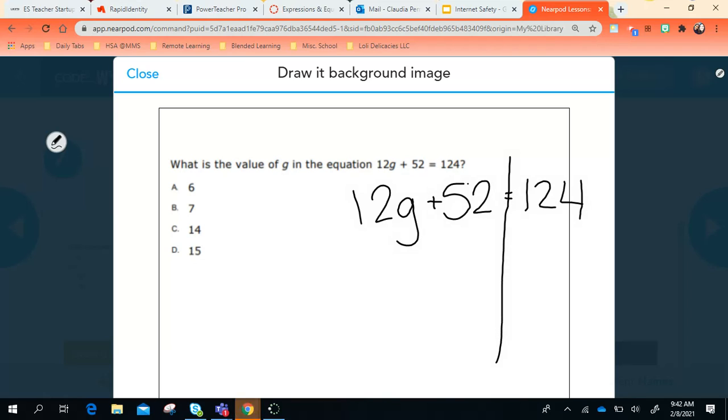Let's see. Karen, what do I start with? What number do I start with? Do I start with the number that has the variable? Yvonne, what are you thinking? The 52. What do I do with the 52? Subtract it. Good, because the inverse of addition is subtraction. And whatever I do on one side of the line, I'm going to do what? To the other side. Cross that out. Go ahead and do 124 minus 52. What is it?